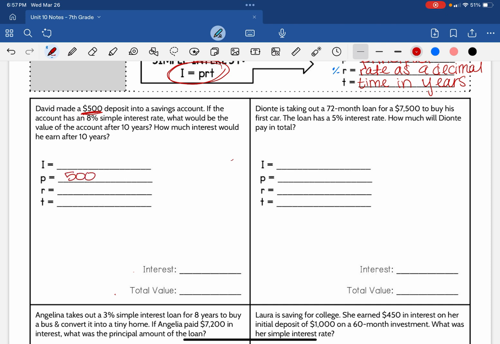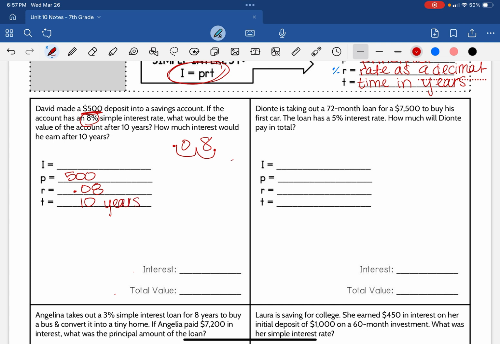Then I have a rate. I have a rate of 8%. And remember, it says right up here, rate as a decimal. So what does that look like? Well, y'all told me the other day when we were doing this that you move the decimal 2 places to the left. So as a decimal, my rate is 0.08. And then my time is going to be 10 years.